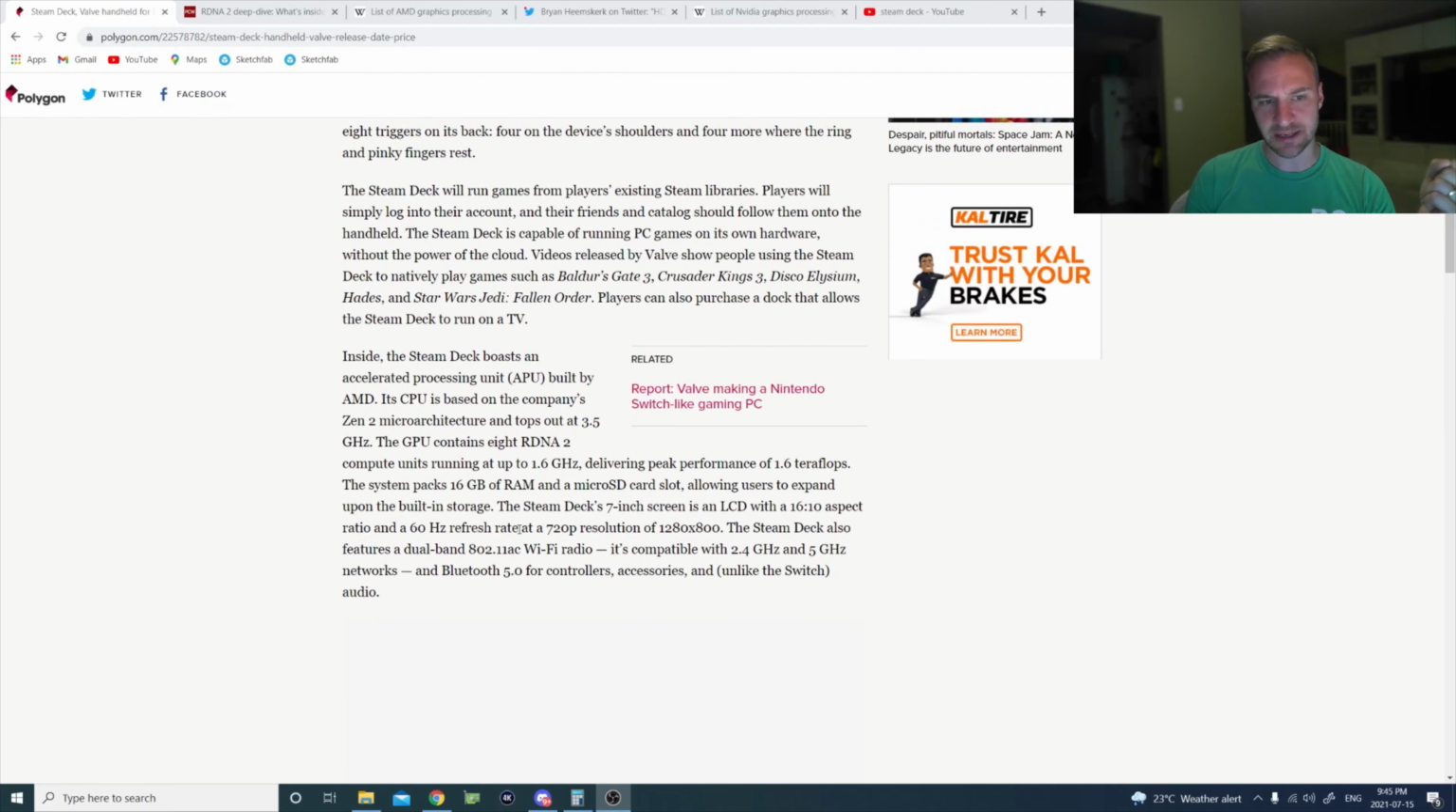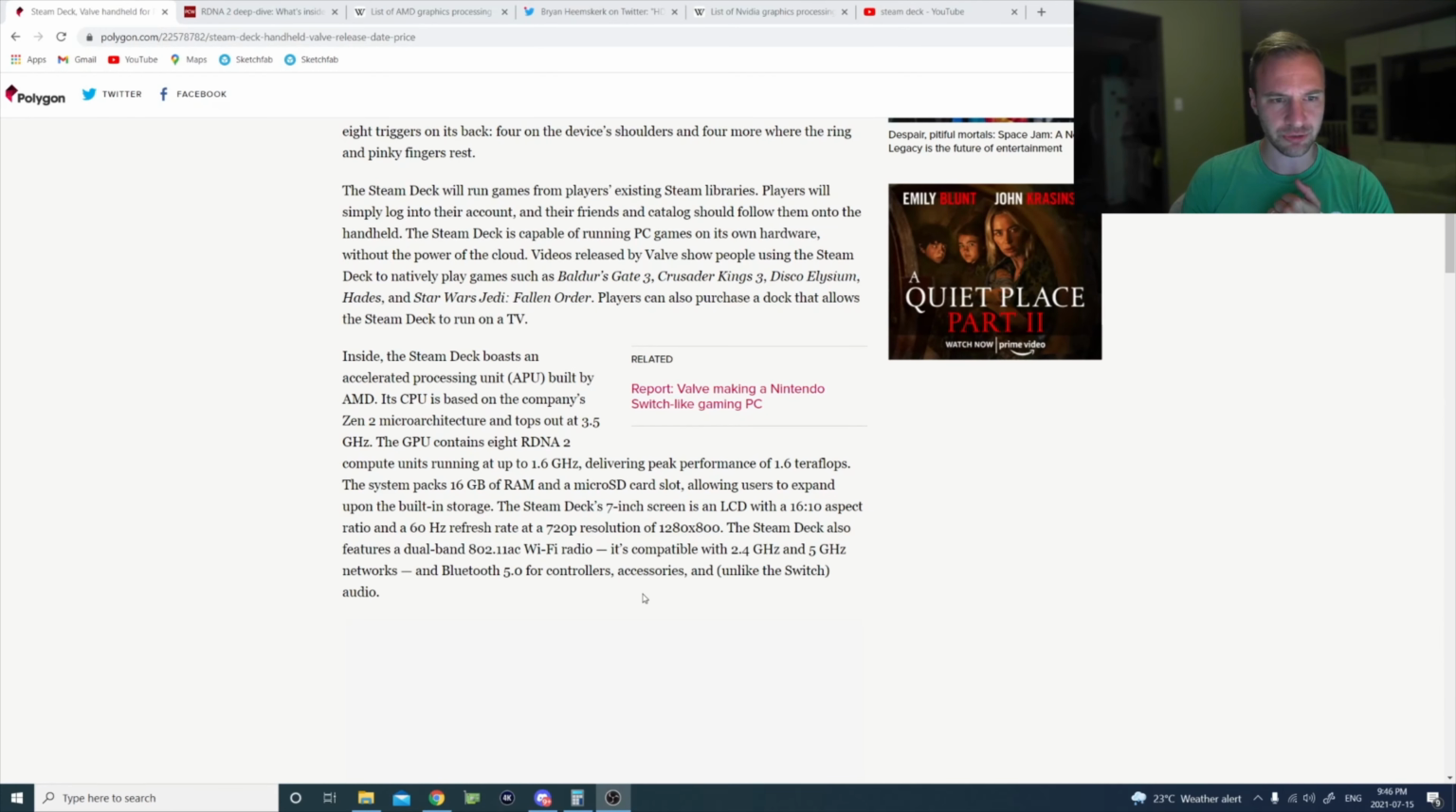But inside, we got a new Zen 2 microarchitecture, so it's one generation old, is not Zen 3, and 3.5 gigahertz, so that's pretty solid. It doesn't say how many cores there are right here. I'm guessing it's probably 4. 8 seems like a lot for a handheld. 4 is probably fine. And you have 8 RDNA 2 compute units.